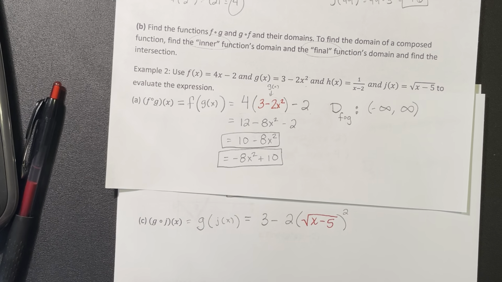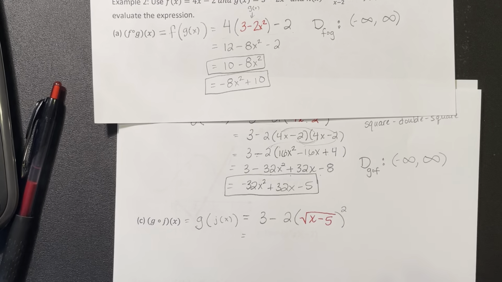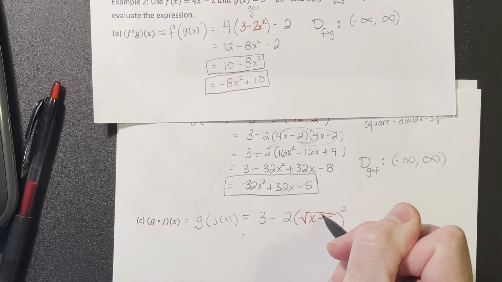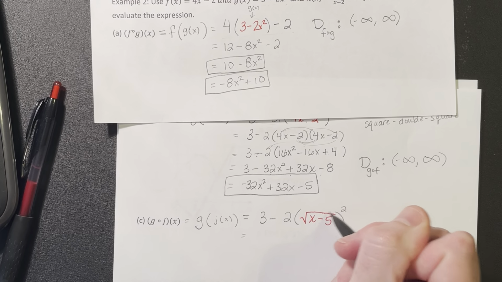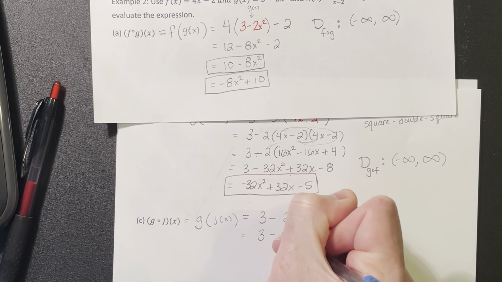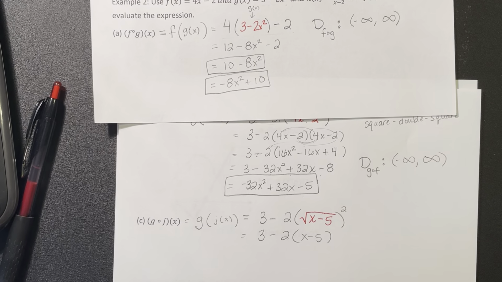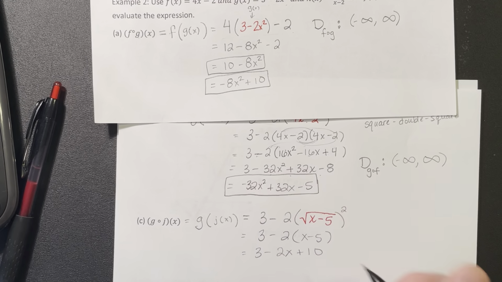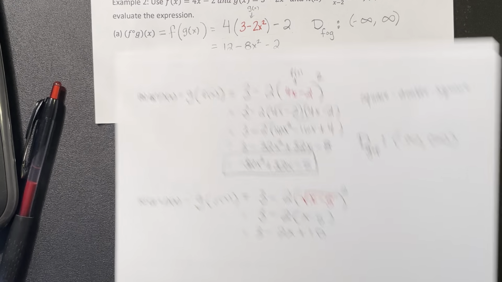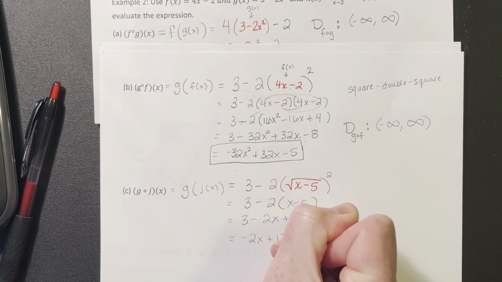And now we can simplify. When we simplify, again, we have to follow order of operations, so we're going to do our exponents first. If I squared a square root, those two things are inverses of each other, so that's going to cancel out. So we get 3 minus 2 times just x minus 5. Now I distribute, and get 3 minus 2x plus 10 from distributing our negative 2. Then combine to get negative 2x plus 13.